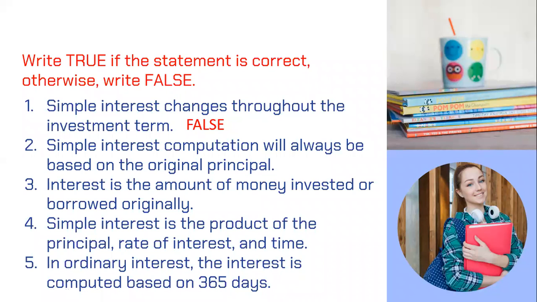How about the second one? May dalawang nagtaas pero hindi ko na makita kung sino sa kanila. Okay, Joyce. For number 2, Joyce. True po. Yes, Joyce. True po, ma'am. Okay, so that's true. It's always based on the original amount. Okay. About number 3. Yes po, Willard.